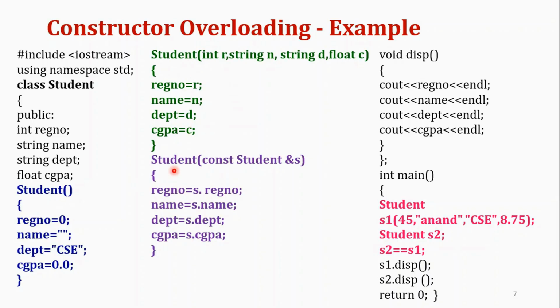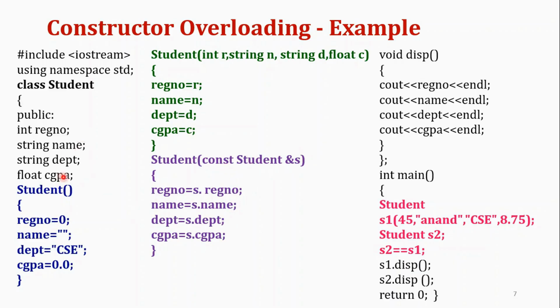And coming to this constructor, it actually takes an object of the same class. So it is a copy constructor. This object is already created. So from this object, the register number, name, department, and CGPA values are copied to the calling object, a newly created object. So this object is implicit. The newly created object's register number, name, department, and CGPA are initialized with the already created object S's register number, name, department, and CGPA. This is the copy constructor.